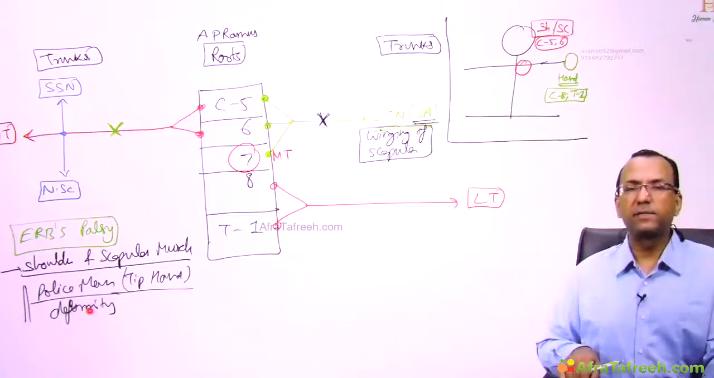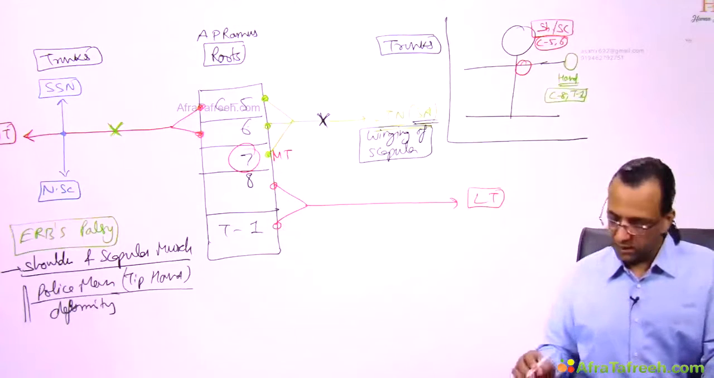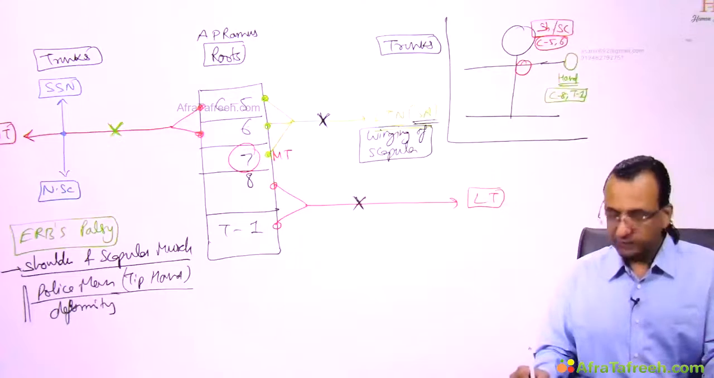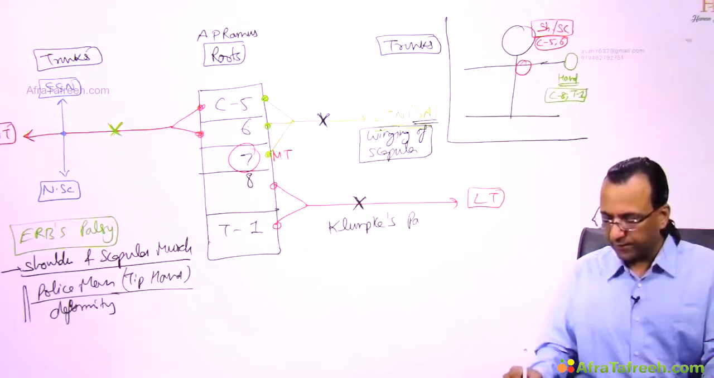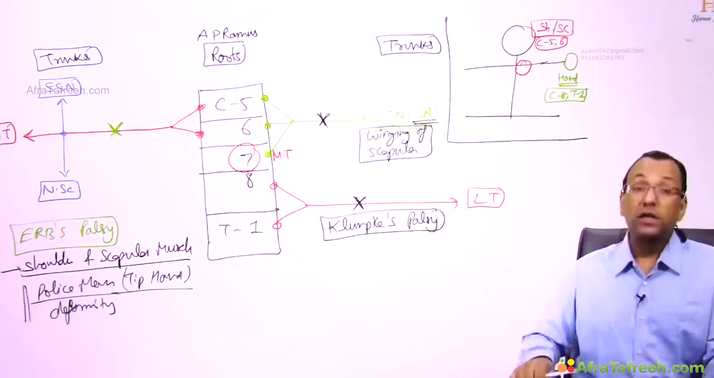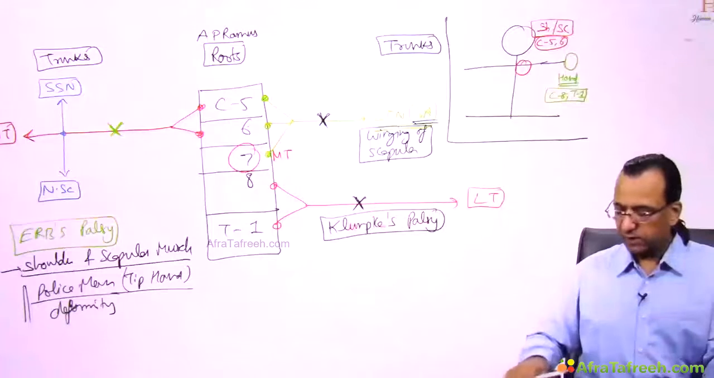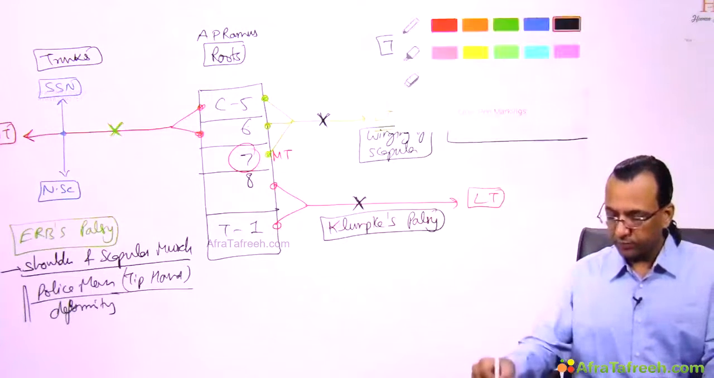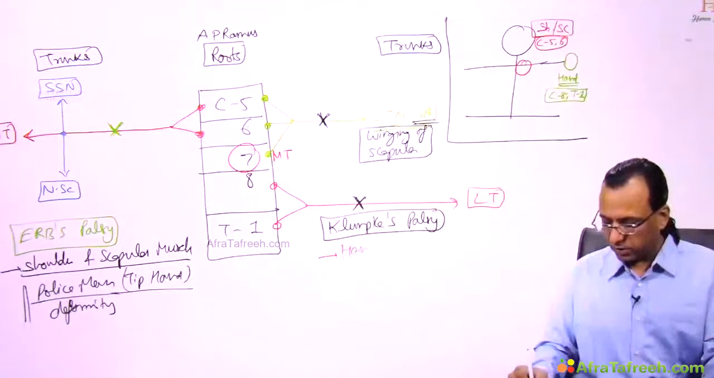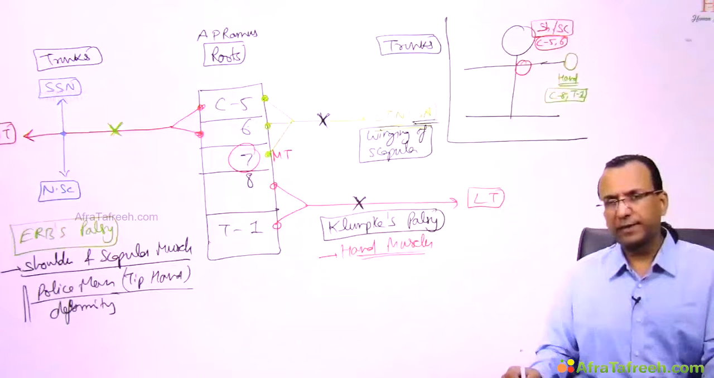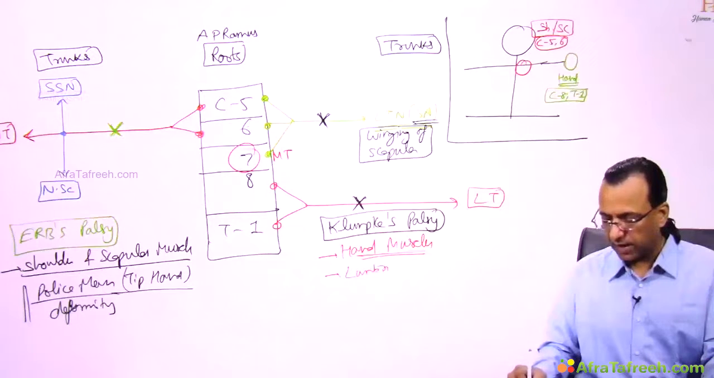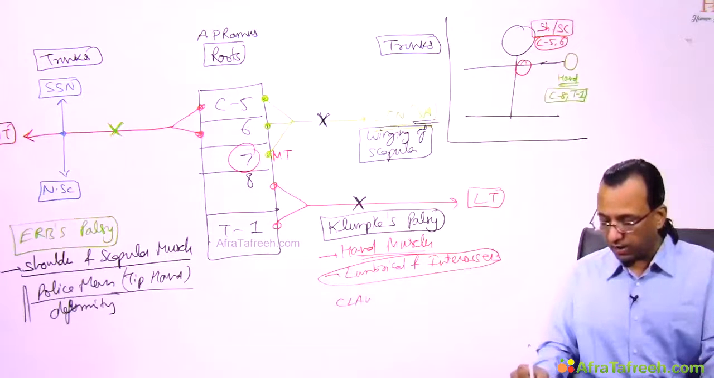And what about Klumpke's palsy? If you want to discuss Klumpke's palsy, then you have to talk about the lower trunk injury. And what is lower trunk injury? That is Klumpke's palsy. So, what will happen in Klumpke's palsy when the lower trunk is involved? The hand muscles will be compromised. If the hand muscles are compromised, then the lumbricals and interossei are paralyzed. Yes. And when the lumbricals and the interossei are paralyzed, it leads to what is called claw hand deformity.